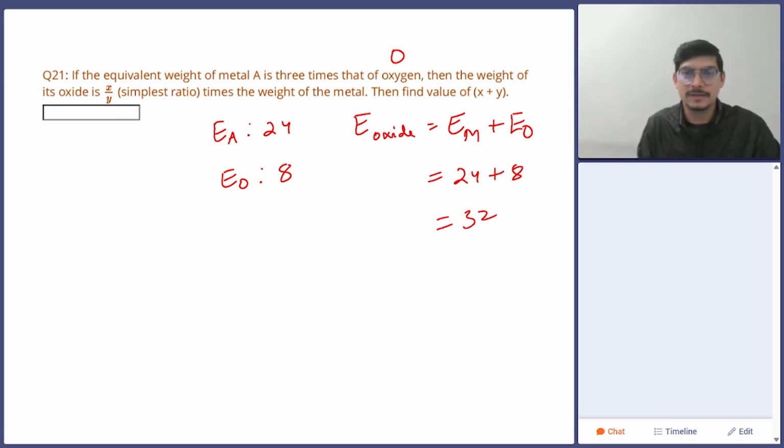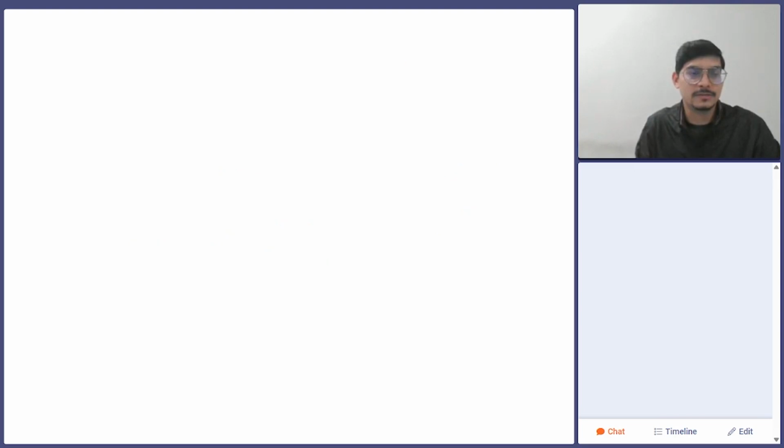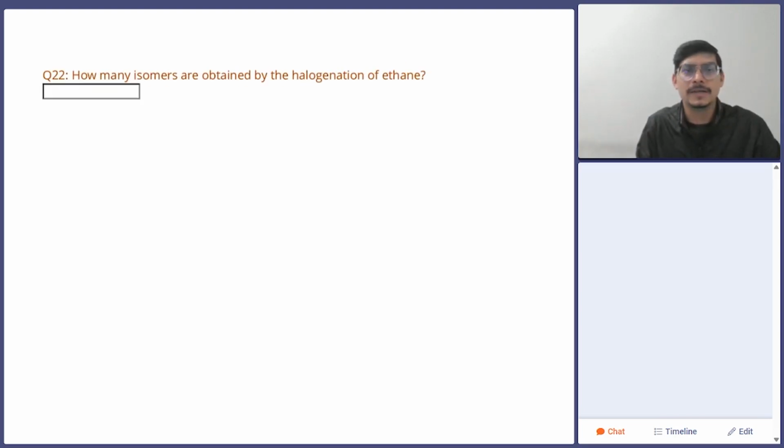So the answer is X by Y. The weight of its oxide is X by Y times the weight of the metal. So the weight of the oxide is 32 and the weight of the metal is 24. So this is 4 by 3. So that makes your X and this makes your Y. So X plus Y is 7. So the correct answer of this question is 7. Moving to the next question, how many isomers are obtained by the halogenation of ethane?